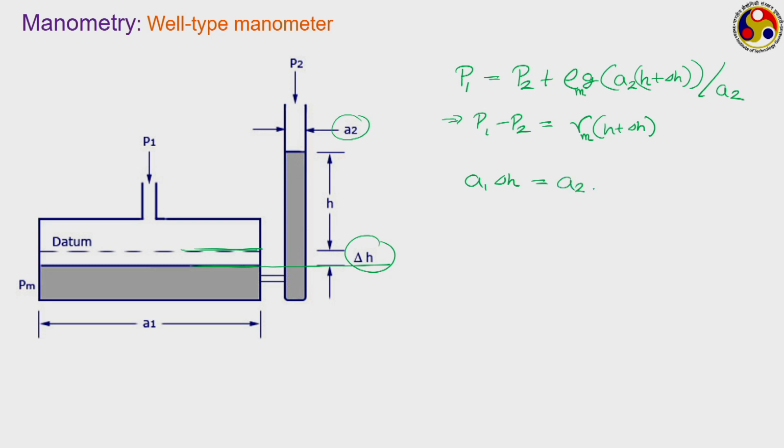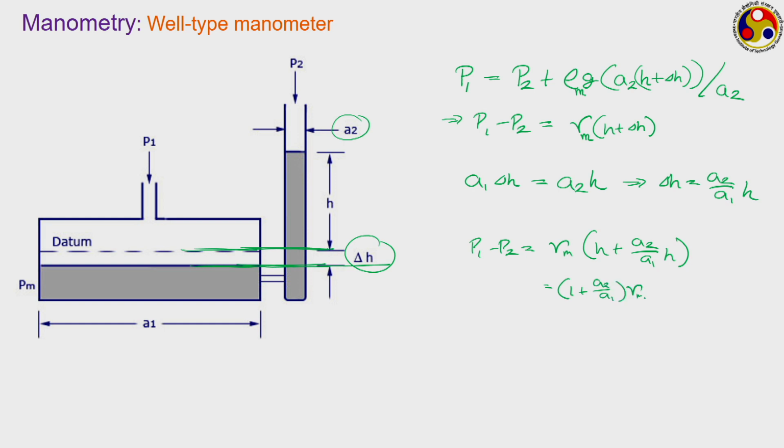The cross section area is A2 and there is a change of height h. You have to be mindful that this was the initial level, this is the final level. So, from there we can say that delta h is equal to A2 upon A1 into h. If we take it back to the previous equation, P1 minus P2 is equal to gamma m into h plus A2 upon A1 into h, or (1 plus A2 upon A1) into gamma m into h.